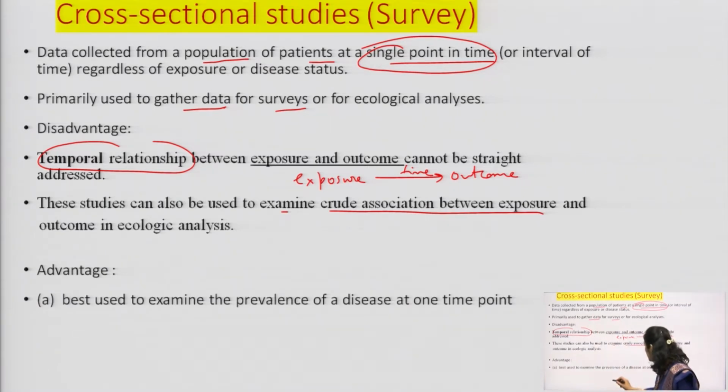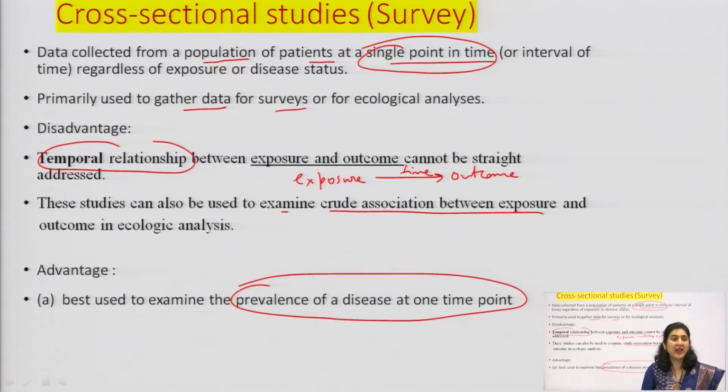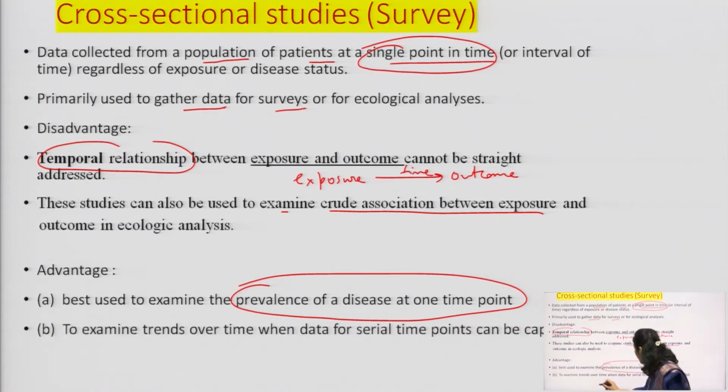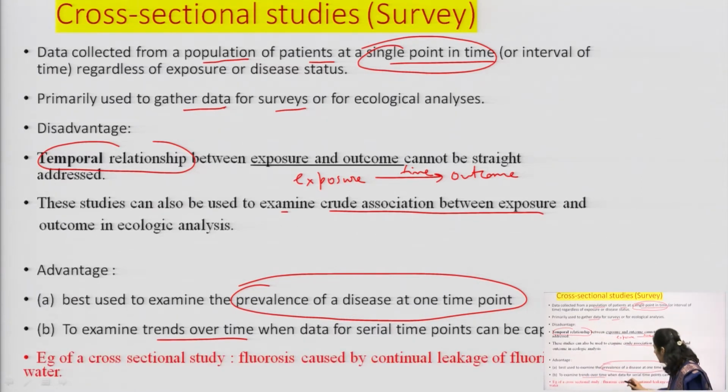What is the advantage? They are best used to examine the prevalence of a disease at one time point. So, we can find out how many people have a particular disease; cross-sectional studies help in finding this out. To examine trends over time, when data for serial time points can be captured, we can see what the trend is over time: when the drug changed, when a particular disease occurred, trends over time. For example, in cross-sectional studies, fluorosis occurs by continuous leakage of fluorine in water.